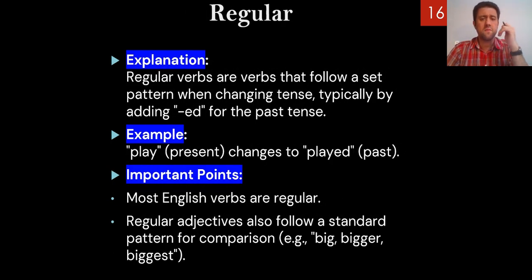The next one is regular. Regular verbs are verbs that follow a set pattern when changing tense, typically by adding ed for the past tense. As an example, play, which is the present form of the verb, changes to played, which is the past form. Most English verbs are regular. Regular adjectives also follow a standard pattern for comparison. As an example, big, bigger, biggest.